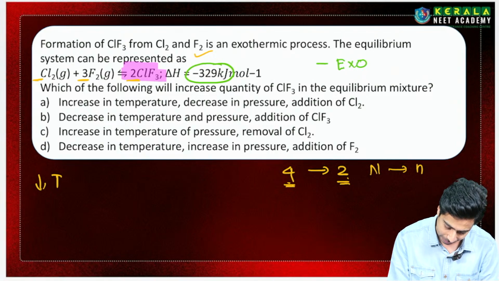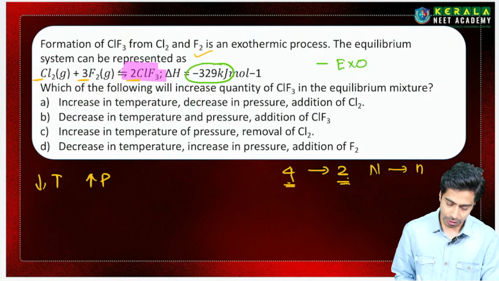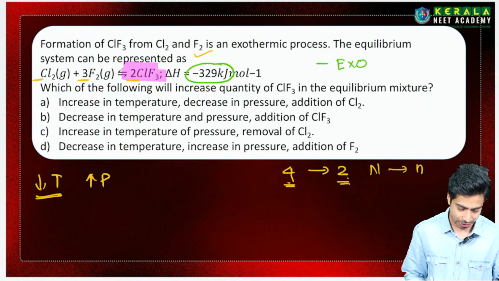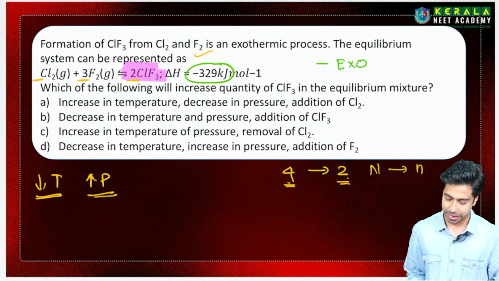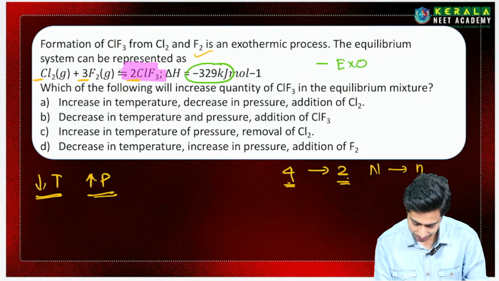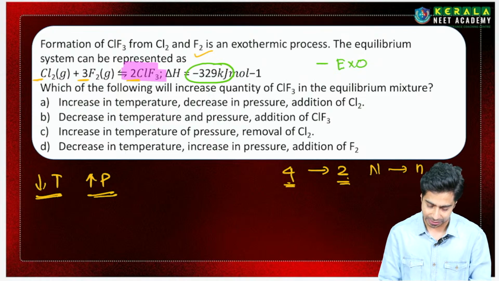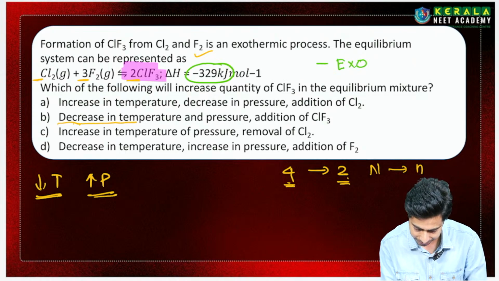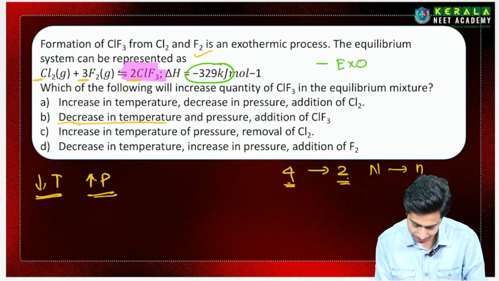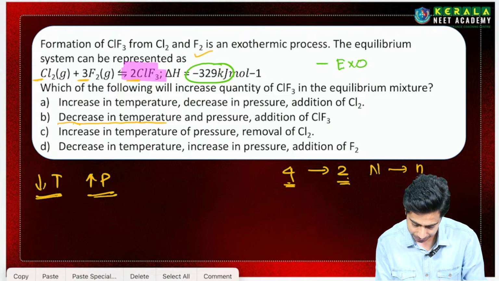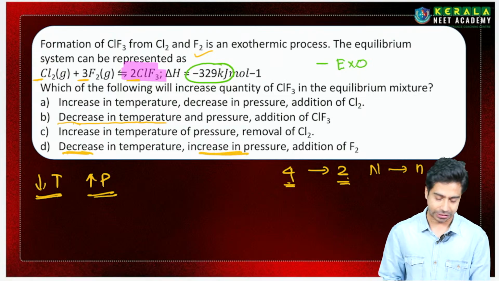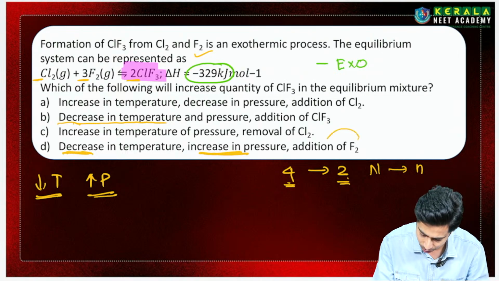At high pressure. So what about temperature? Temperature must be decreased, and pressure must be increased. So, increase in pressure and decrease in temperature. The options: decrease in temperature and pressure; increase in temperature, decrease in pressure; increase in temperature and pressure; and option D, decrease in temperature, increase in pressure. So that is correct.